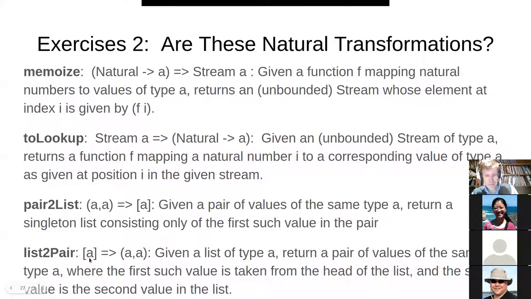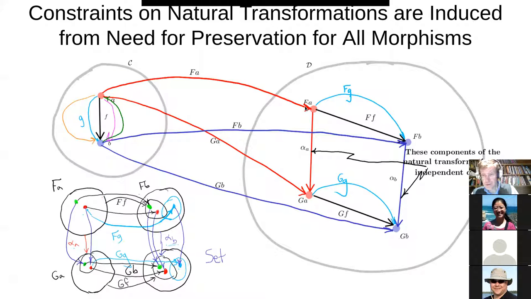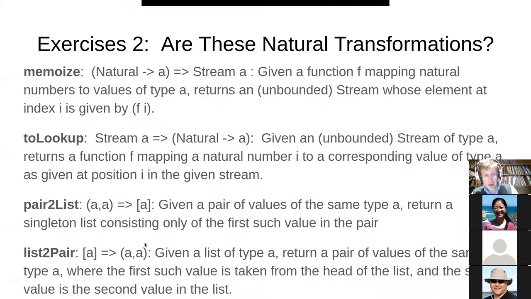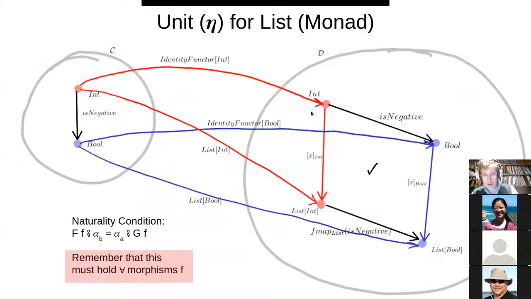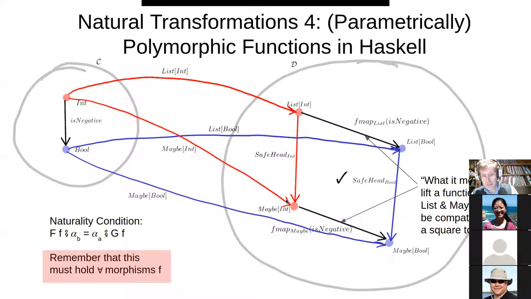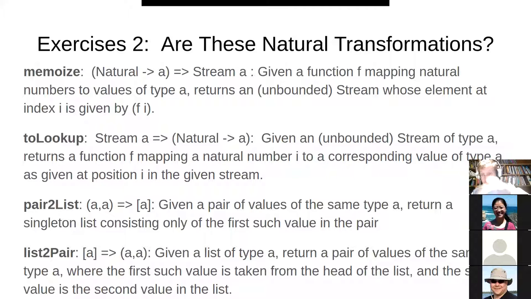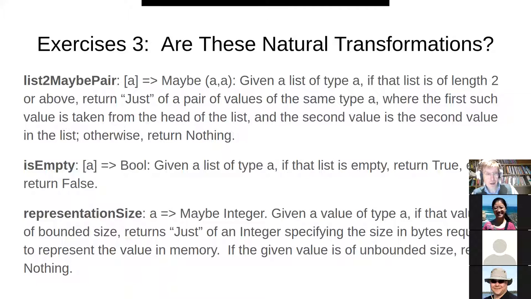How about this one? This is very similar to one we saw earlier. What is this not handling? The empty list. It's not handling the empty list. Really, there's no total function that has been specified from here. We haven't specified a total function from that list of A to, I guess we could have, we didn't have a total function here. And so it's a nice idea, but there's no total function there. We haven't defined the natural square because it doesn't have those nice components. Yeah, it doesn't work. How about list to maybe pair?